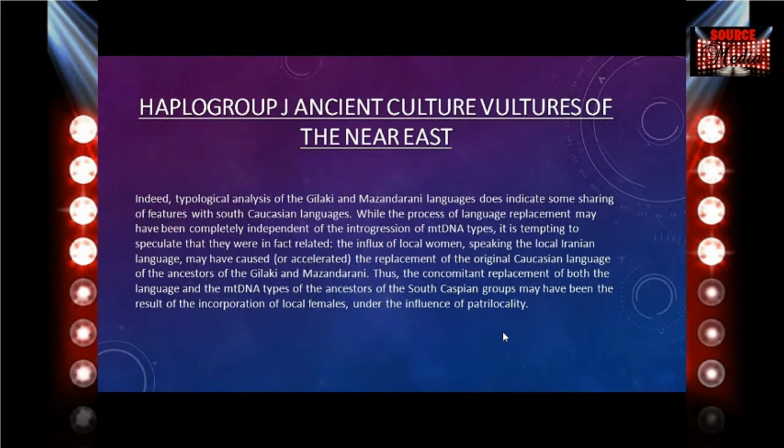Thus, the concomitant replacement of both the language and the mitochondrial types of the ancestors of the Caspian groups may have been the result of the incorporation of local females under the influence of patriarchality, which is pretty much saying that they were men who came into the area and took our women, which we know how they got down everywhere else they went. They raped, robbed, and pillaged.